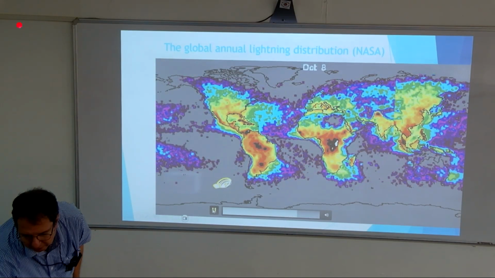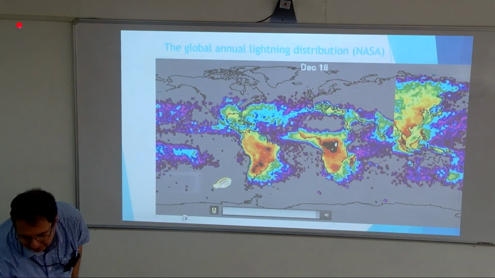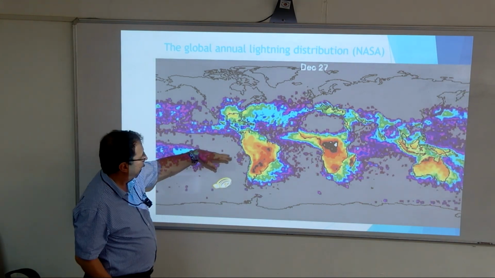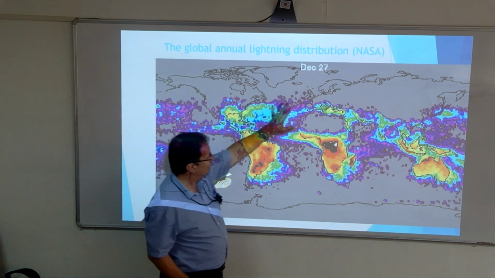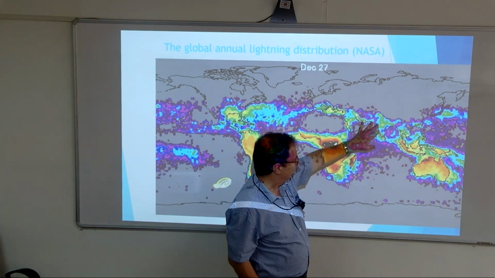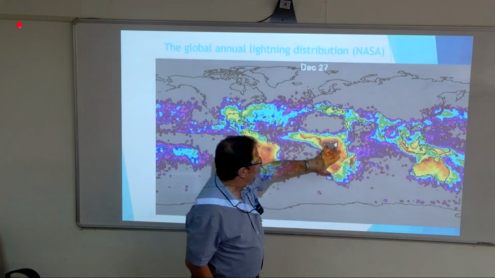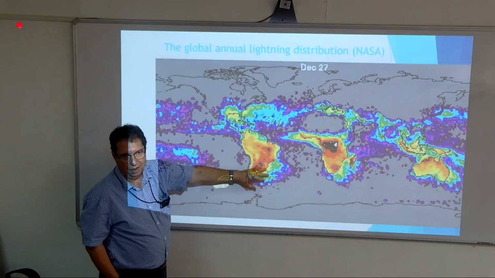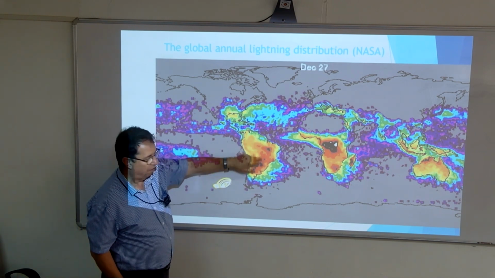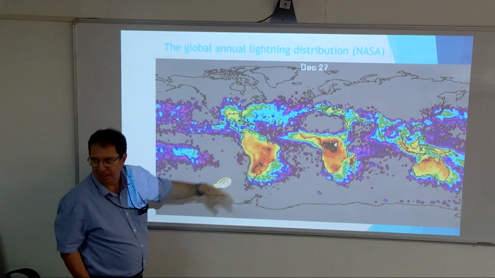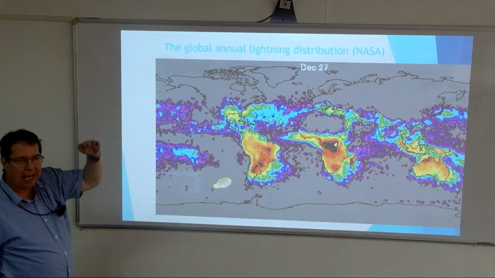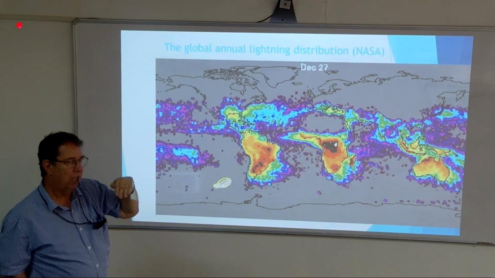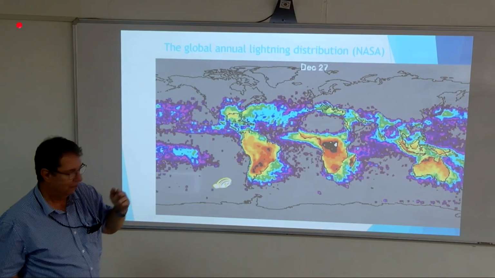And as we progress into what you call the dry season in winter, lightning disappears from Asia almost entirely. It goes to Australia, Madagascar, southern parts of Africa, and of course the fierce thunderstorms around Argentina, Paraguay, and South America. So this annual cycle is showing us where thunderstorms occur.